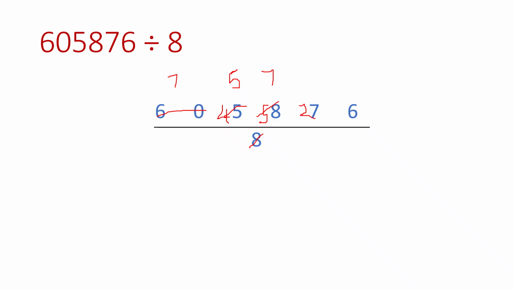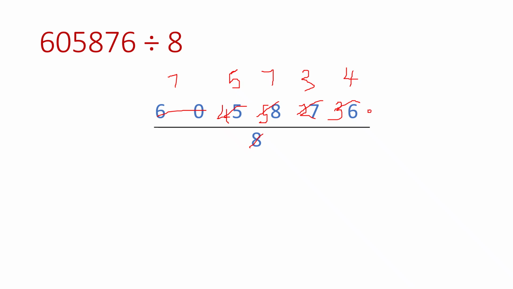So now this 2 becomes 27. 27 divided by 8 gives me 3 times. 3 eights are 24. 27 minus 24 will give me a 3. So the next digit will become 36. Okay, 36 divided by 8, is it divisible? No. 36 divided by 8, it is 4 times. So 32.